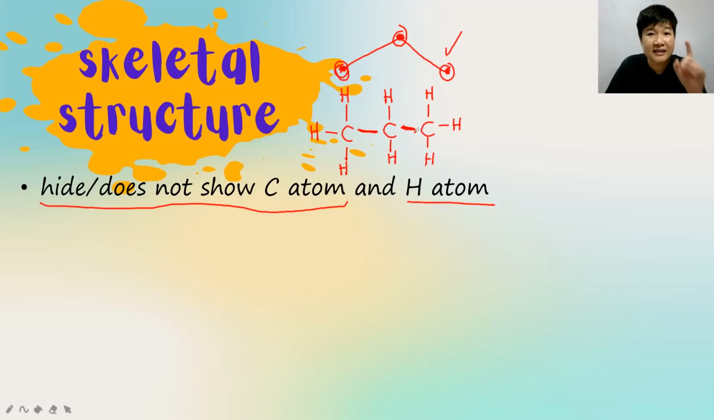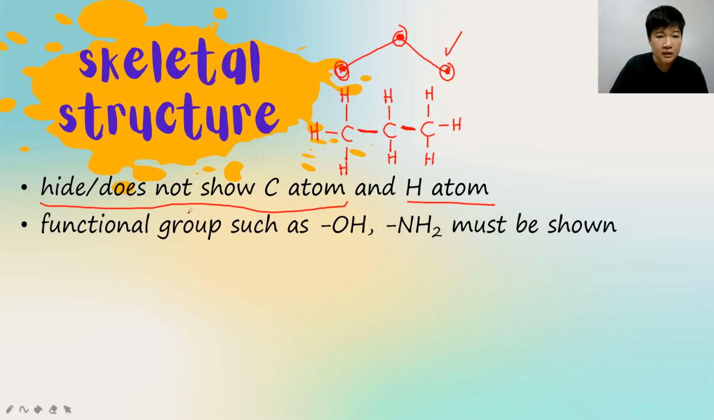Okay, bear that in mind. Skeletal structure is not hiding the bond. We are hiding the carbon and hydrogen. But the functional groups such as OH, NH2, COOH, what else? Alright, all the functional groups must be shown, even though the hydrogen is there. Bear that in mind, we are only going to hide the hydrogen that are bonded to the carbon. The hydrogen bonded to the functional group like this must be shown.